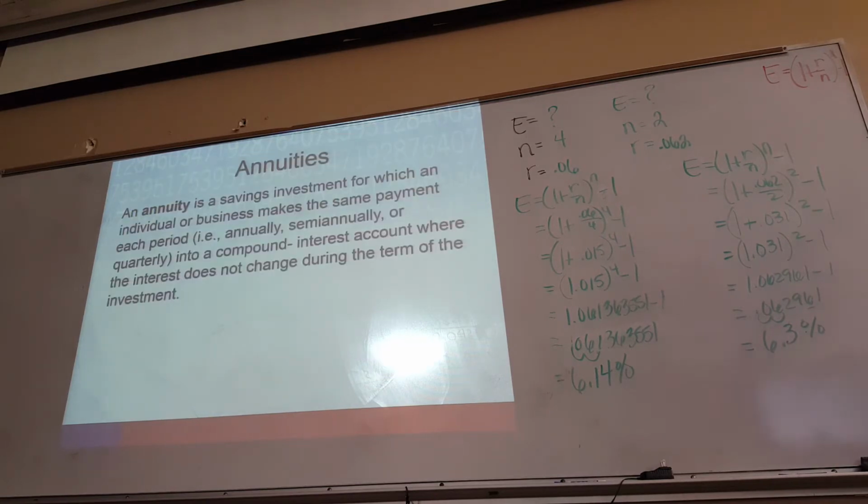All right, so now we're going to talk about annuities, and you may have heard plenty of commercials that talk about annuities. But an annuity is a savings investment for which an individual or business makes the same payment each period. So that can be annually, semi-annually, quarterly, weekly, etc., into a compound interest account where the interest does not change during the term of the investment. So with compound interest, as it's compounded each of those times, the only thing that doesn't change is the actual rate itself.